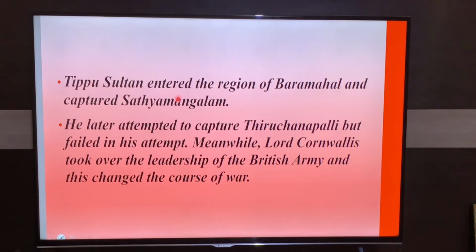Tipu Sultan entered the region of Baramahal and captured Satyamangalam. He later attempted to capture Tiruchirappalli but failed in his attempt. Meanwhile, Lord Cornwallis took over the leadership of British Army and this changed the course of war.